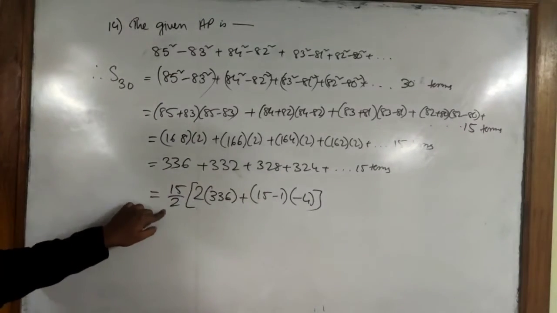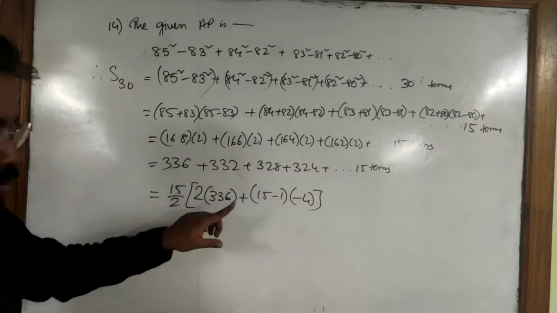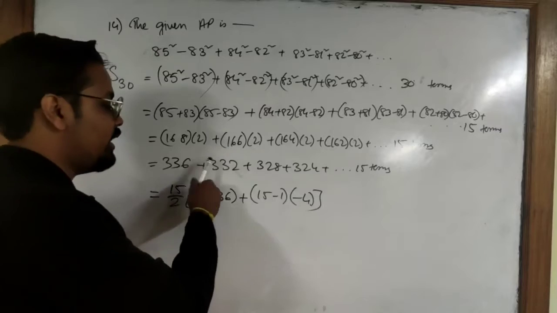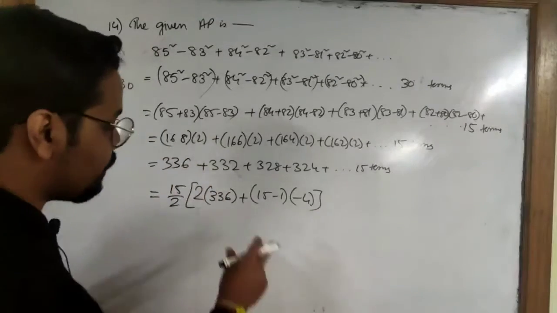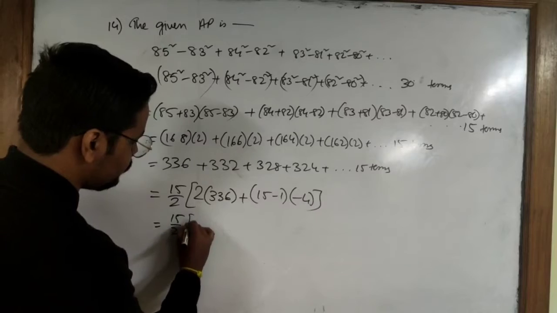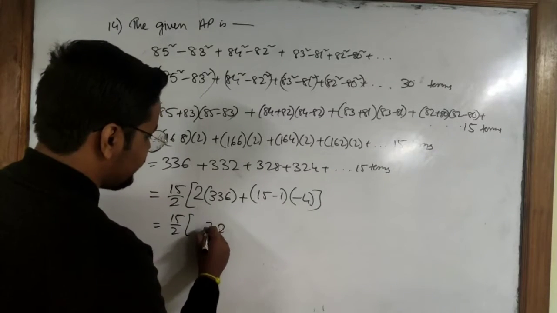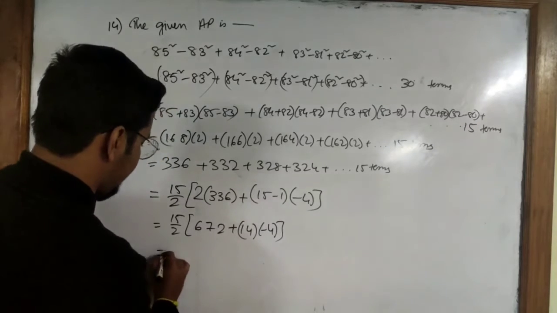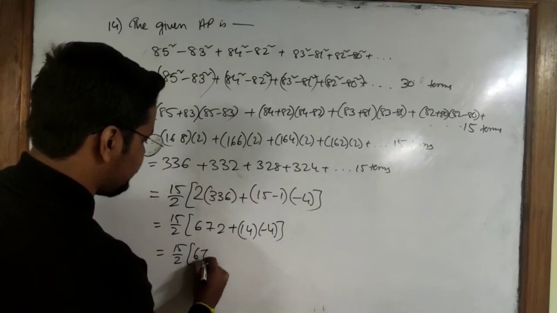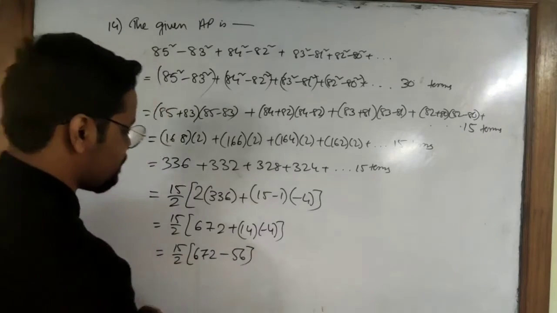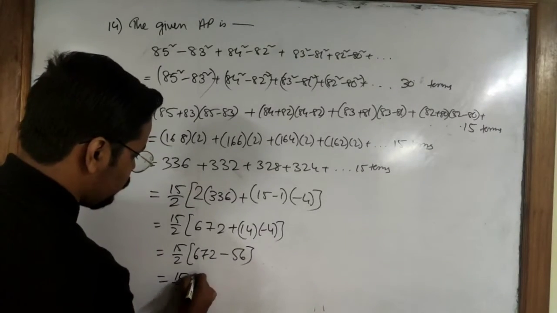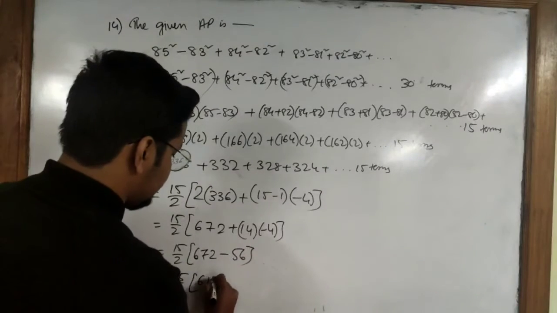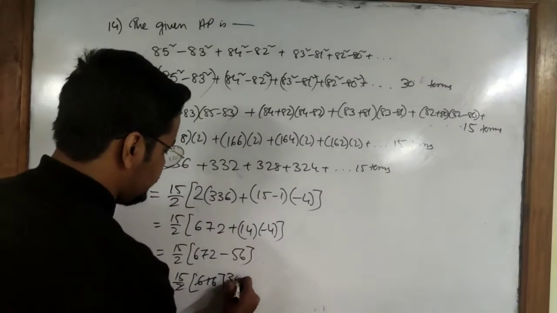15 terms, so n will be 15 by 2. Twice a is the first term, plus n minus 1, n is 15, so 15 minus 1, into d. d is the common difference, which is second term minus first term, 332 minus 336, which is minus 4. So now let's find the value. This will be 15 by 2 into 672 plus 14 into minus 4. So it is 15 by 2, 672 minus 56. So it is 15 by 2 into 616. We will get 308.